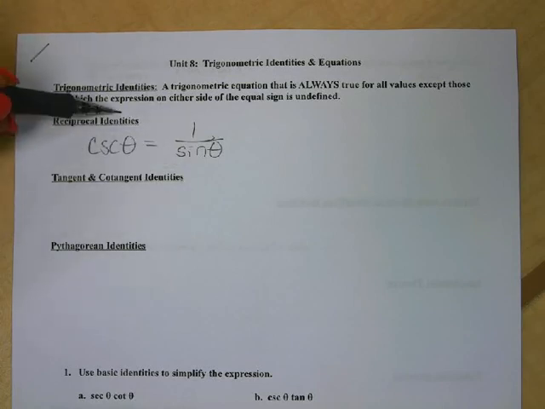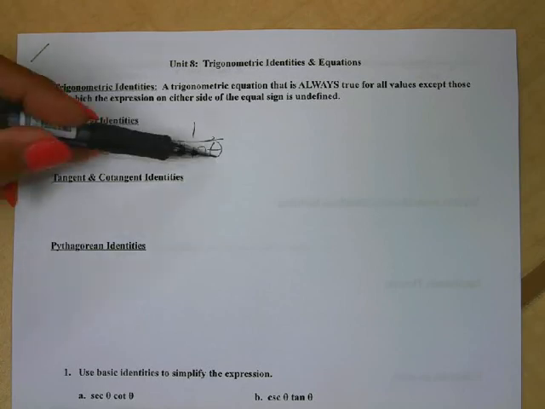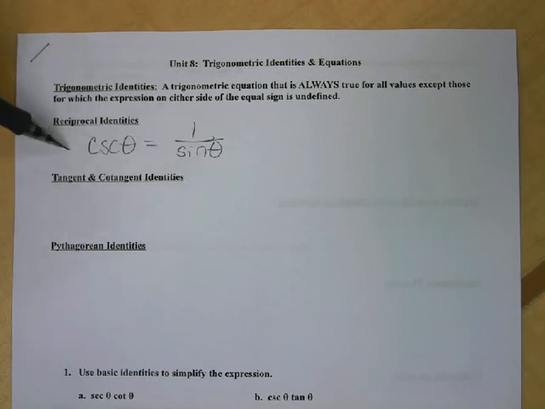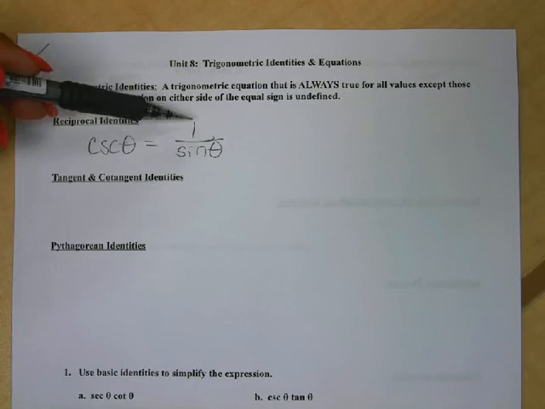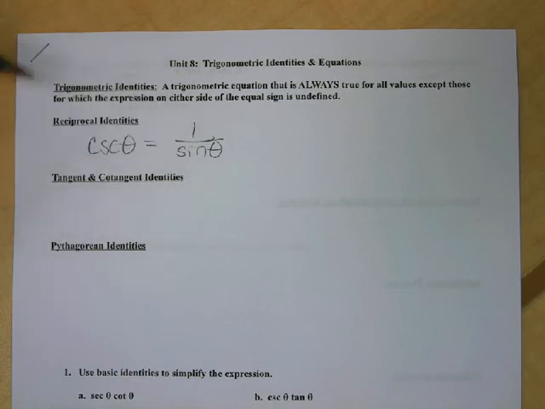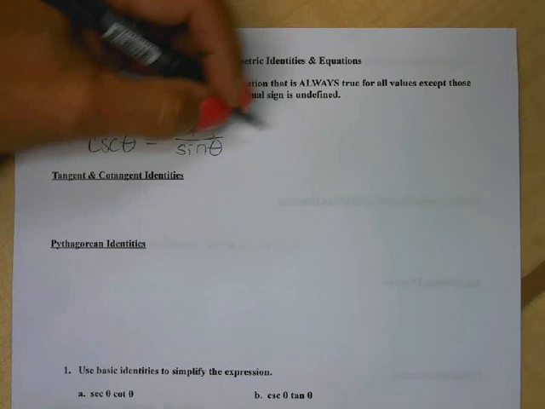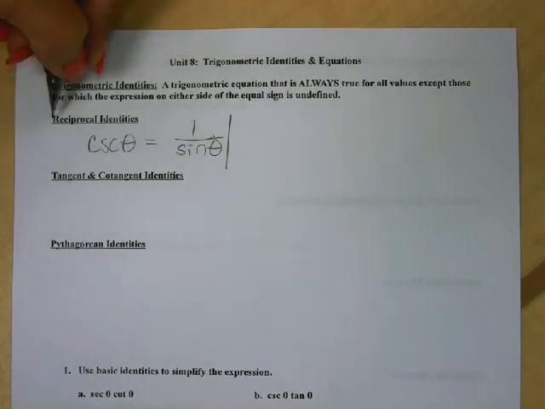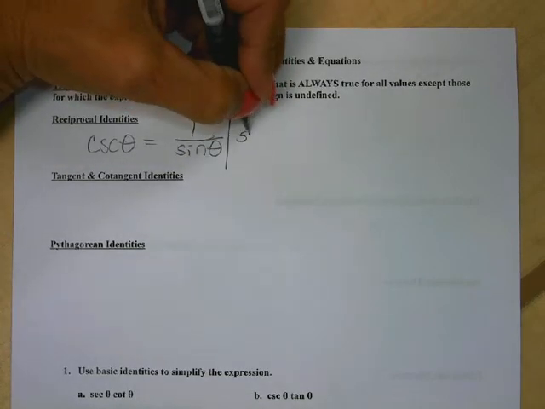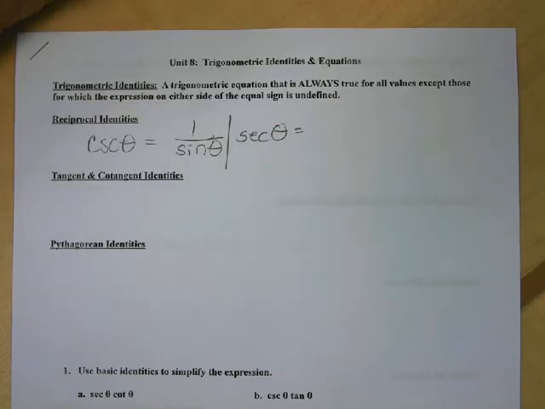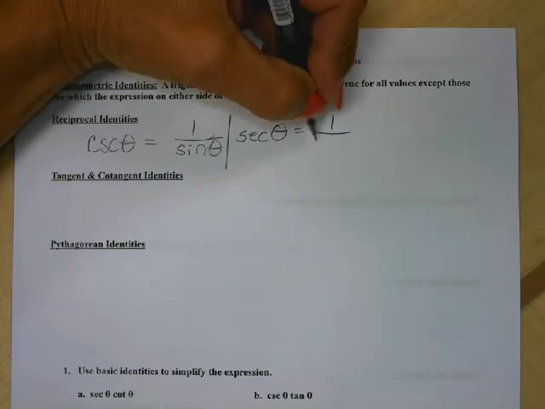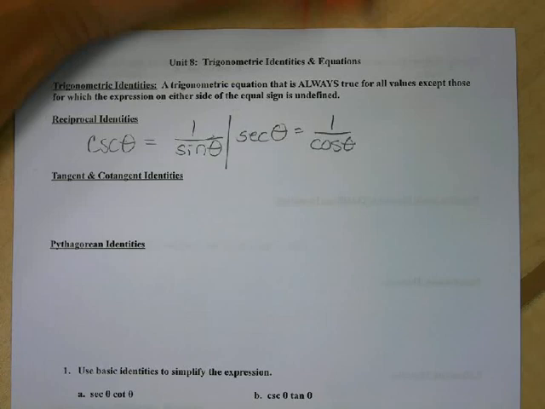It's an identity anytime you substitute an angle in place of theta both here and here. So say the cosecant of 24 degrees would equal 1 divided by the sine of 24 degrees. So any legitimate substitution of an angle would cause this to be a true statement. We know another trig identity that is a reciprocal identity involves the secant of theta. The secant of theta is equal to 1 over the cosine of theta.